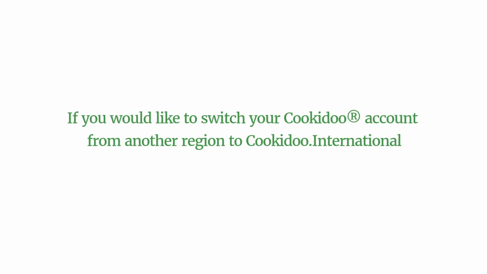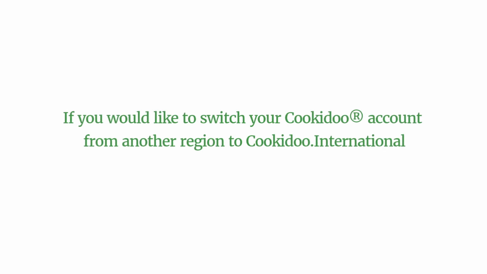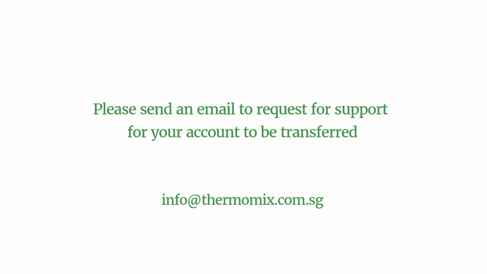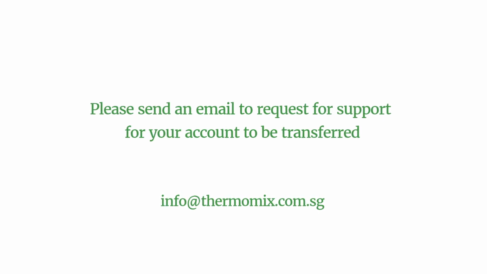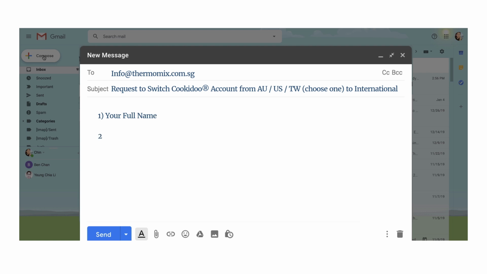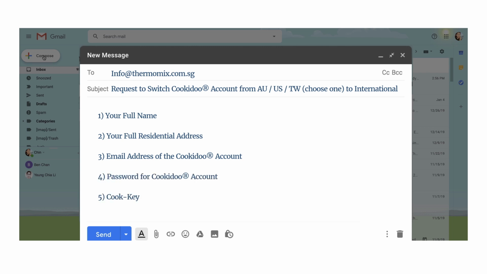If you would like to switch your Cookidoo account from another region to cookidoo.international, please send an email to request support for your account to be transferred. Email subject line: request to switch Cookidoo account from Australia or US or Taiwan to international, with the following information in the email: your full name, your full residential address, email address of the Cookidoo account, password for the Cookidoo account, Cookidoo serial ID for TM5 user.